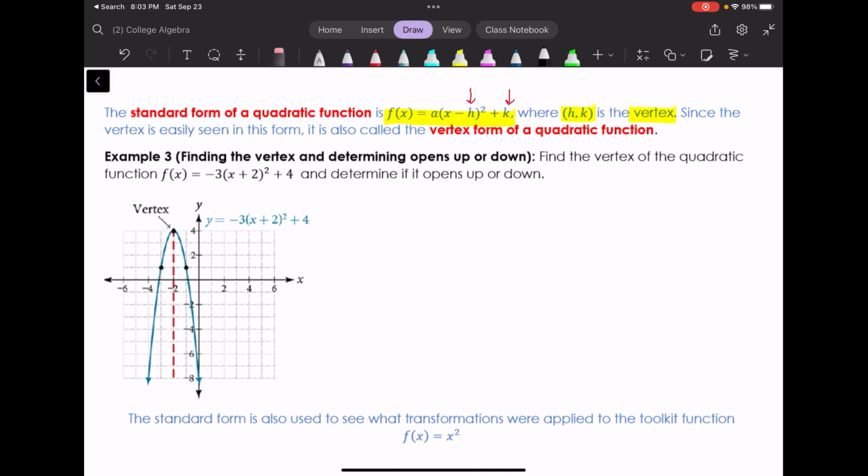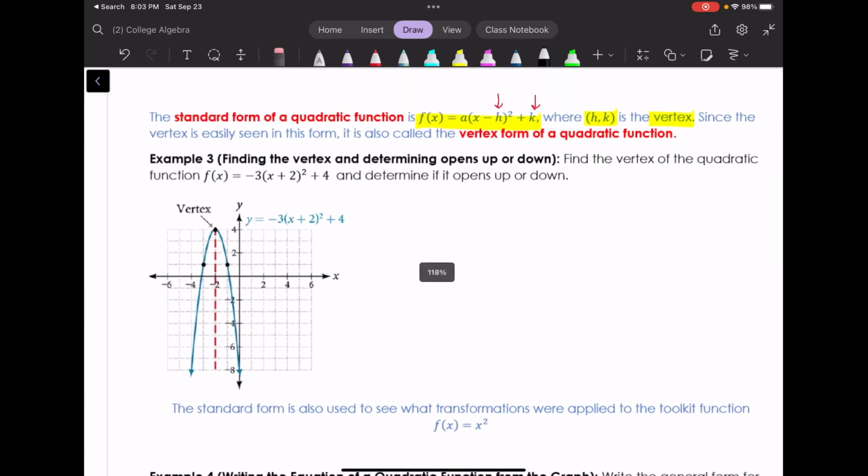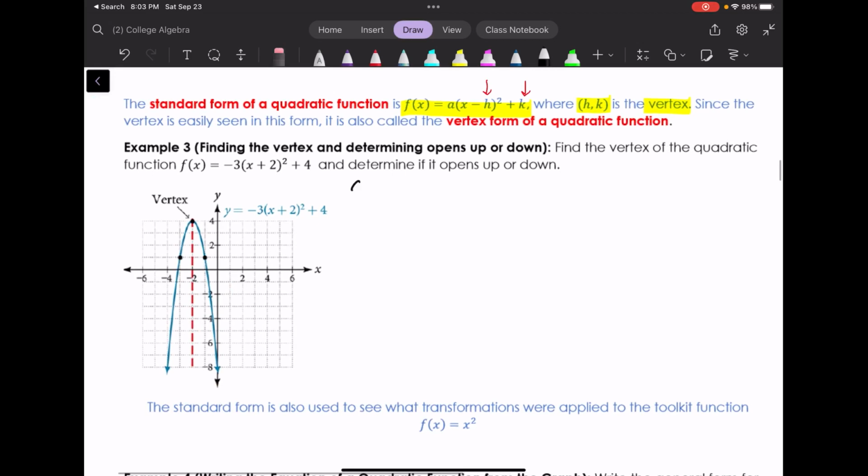Now, again, even though you can see the graph here, you'll need to be able to do this without seeing the graph. And so A, in this case, let's go ahead and write down everything. A is going to be -3. H is going to be -2, and K is going to be +4.